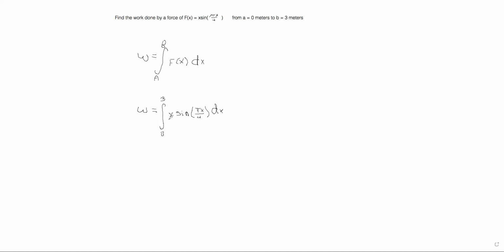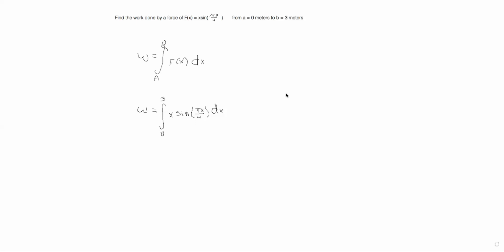So if we didn't have this x out front, it would be a simple u substitution integral. But the fact that we have an x there complicates things a little bit. So we have an integral of one thing times something else. It's a product. So we want to approach this with integration by parts.